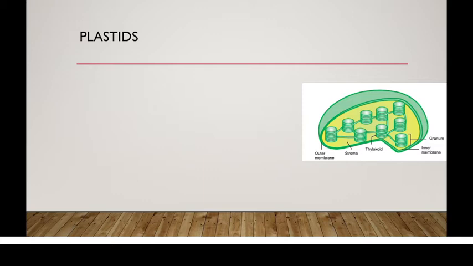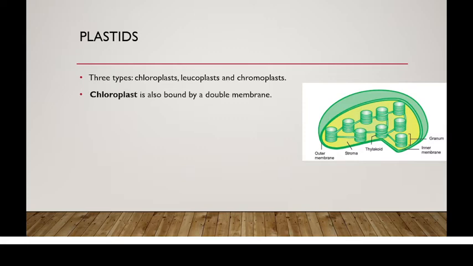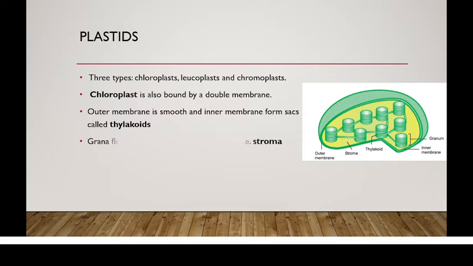What are plastids? There are three major types of plastids: chloroplast, leucoplast, and chromoplast. If we talk about the chloroplast, it is again bounded by two membranes. The outer membrane is smooth and the inner membrane forms sac-like structures called thylakoids. Here you can see the thylakoids in the diagram, present in a fluid filled medium, and that is known as stroma.